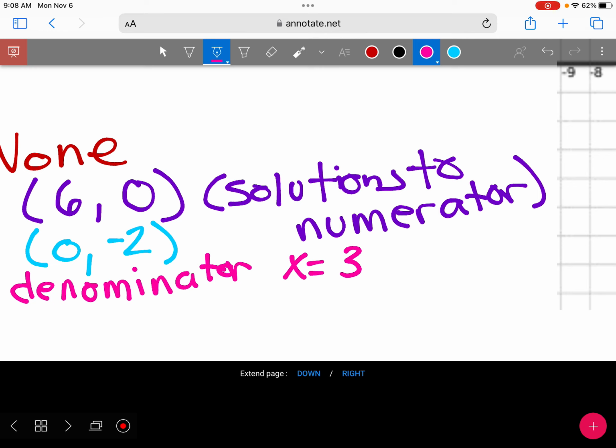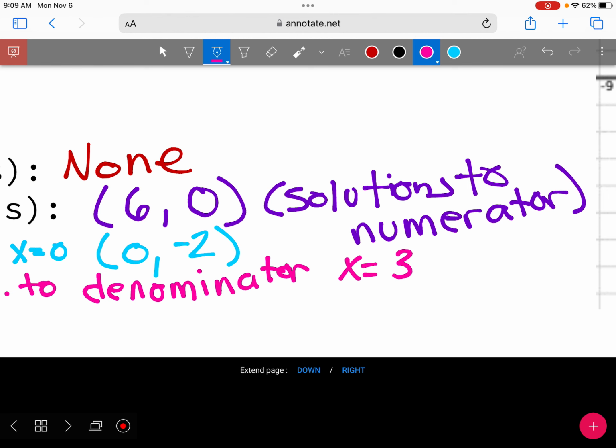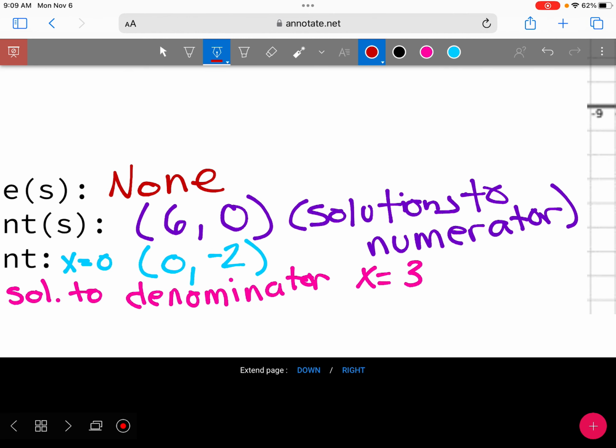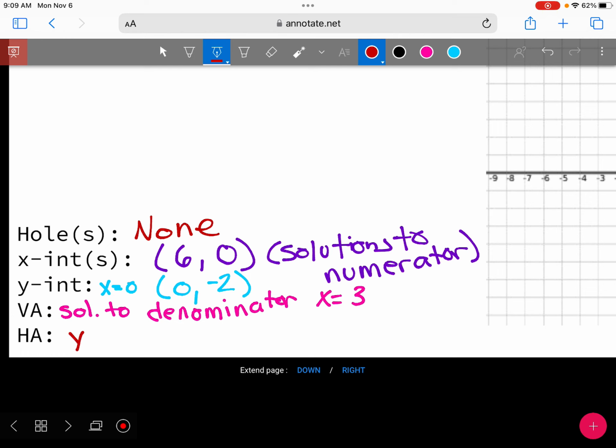And then our horizontal asymptote, that's when we think about what we did on Friday with that end behavior, where we see if it's top heavy, bottom heavy, or equal. So do we have more x's on the top, more x's on the bottom, or do we have an equal degree? We have an equal degree. So that's when we take our leading coefficients, and that's what sets our horizontal asymptote. Y equals our leading coefficients. We have -1/1. So our horizontal asymptote is at y equals -1.